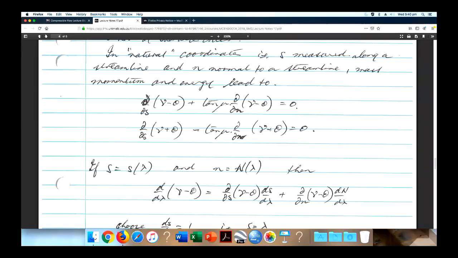Now, the idea of the method of characteristics is that there is some particular curve, typically as a function of x and t, or x and y, or in this case as a function of s and n, along which nu minus theta and nu plus theta behave in very simple ways. So that's the heart of it. There is some special curve along which you don't have to work very hard to work out what's happening. Something is either constant or nearly constant.